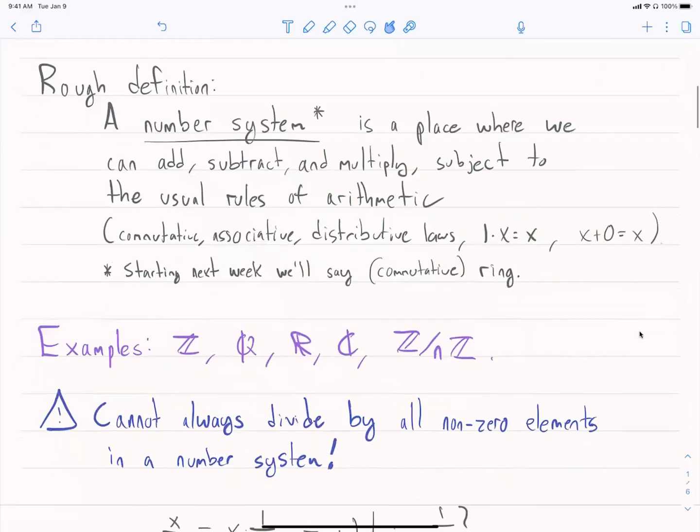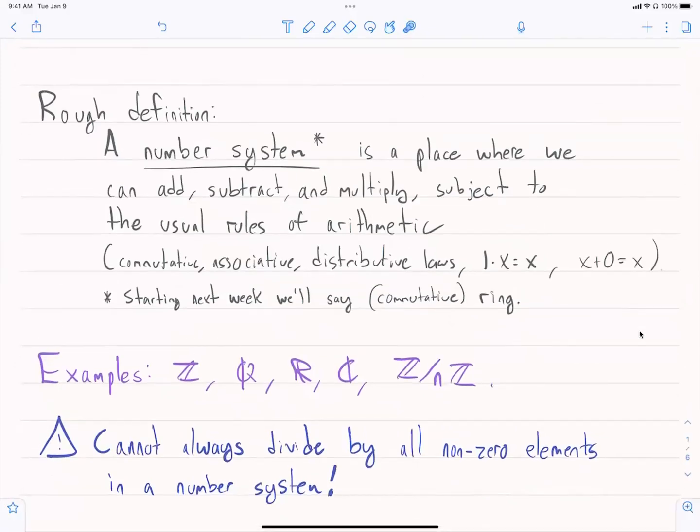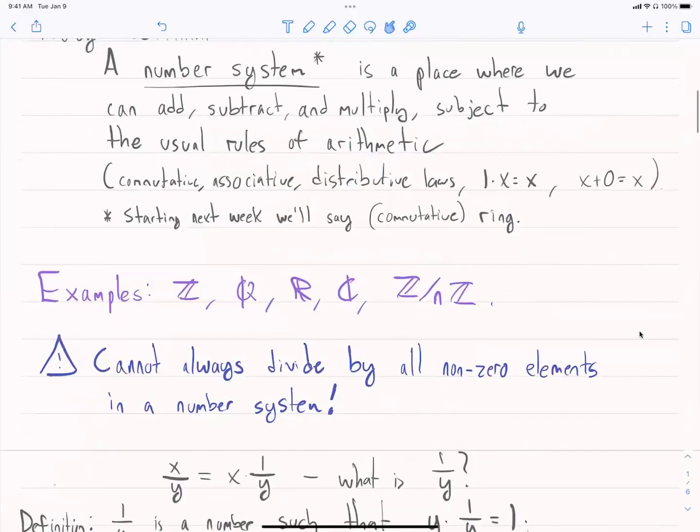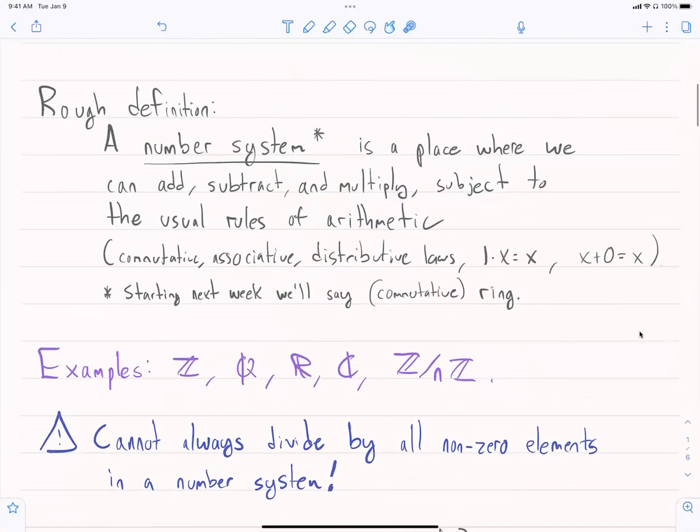An important warning, which we saw a little bit in class but bears repeating: you cannot always divide by a non-zero element in an arbitrary number system. If I work in the rational numbers, the real numbers, or the complex numbers, you can take any non-zero element and you can always divide by it. So we know how to divide in these number systems.